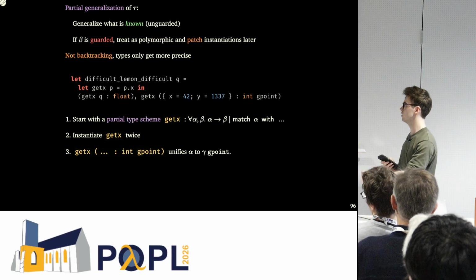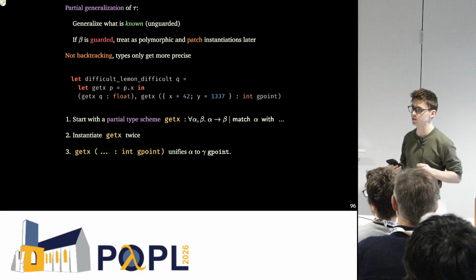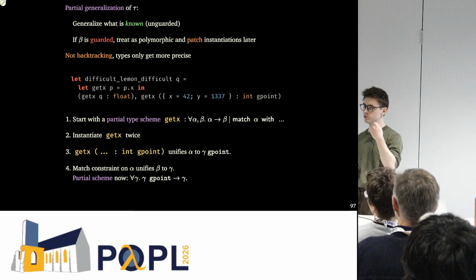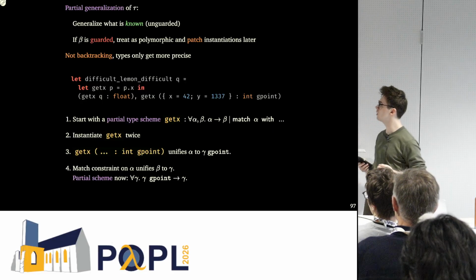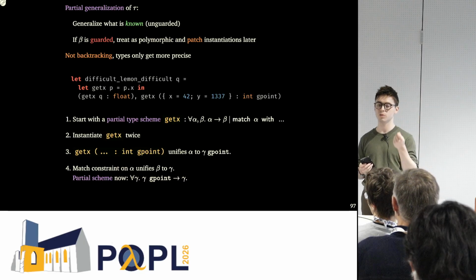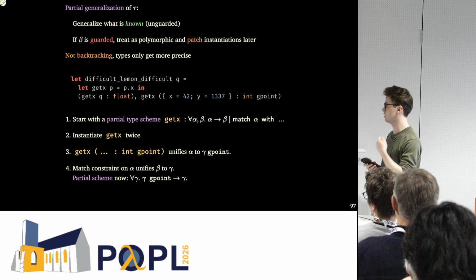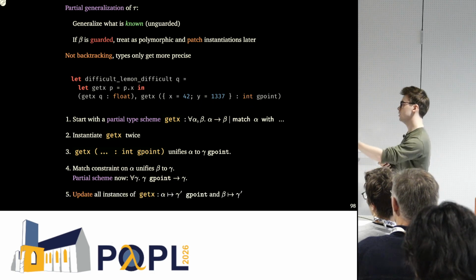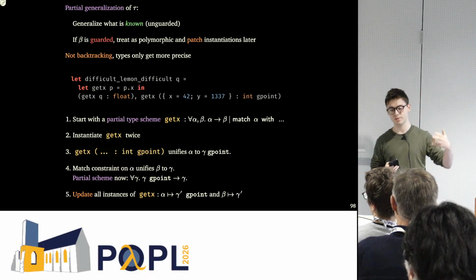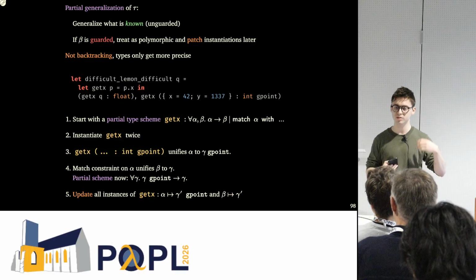Now, since alpha is now unified to some concrete type, we can solve its suspended match constraint, which unifies beta to gamma, and this now refines the partial type scheme to the one that we expected, which is for gamma, gamma G point to gamma. And then we just patch all the instances, mapping their alphas to some gamma G point and their betas to the gamma.